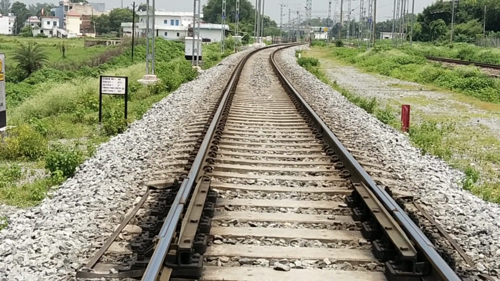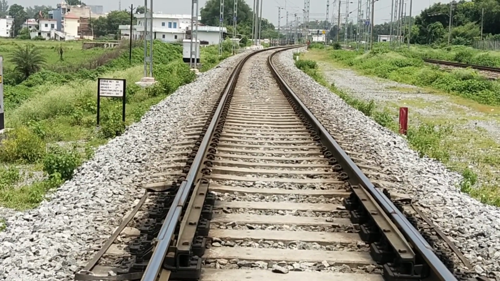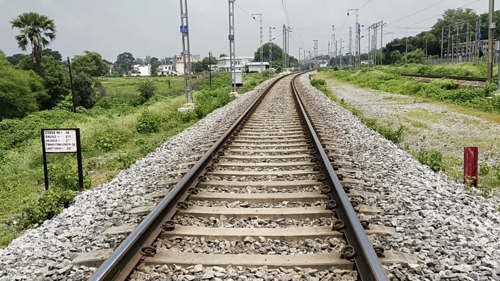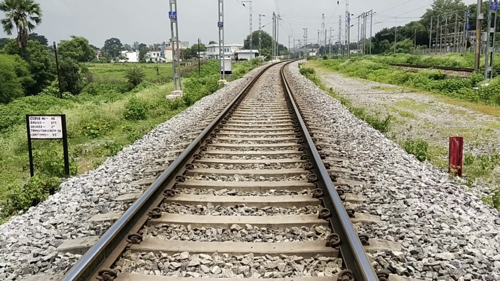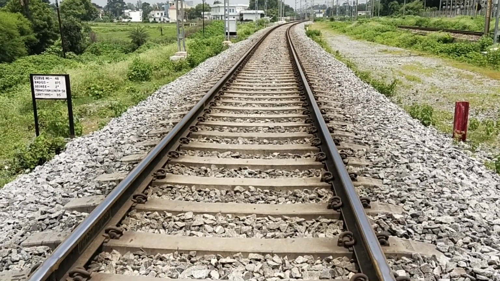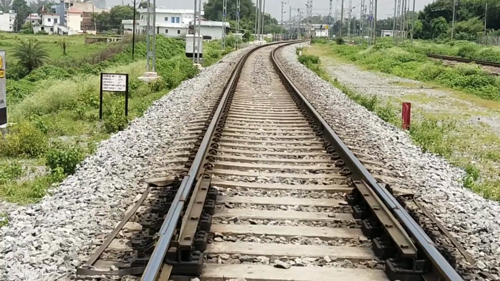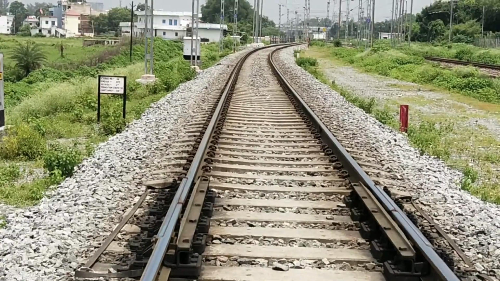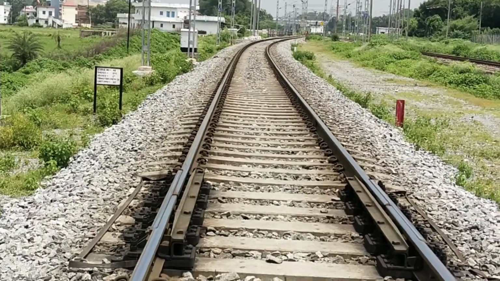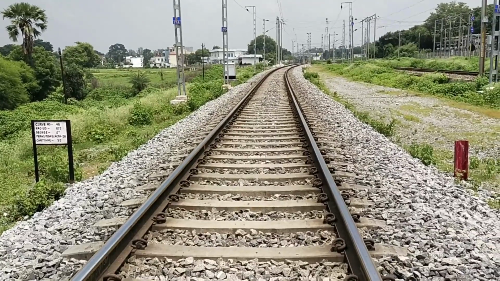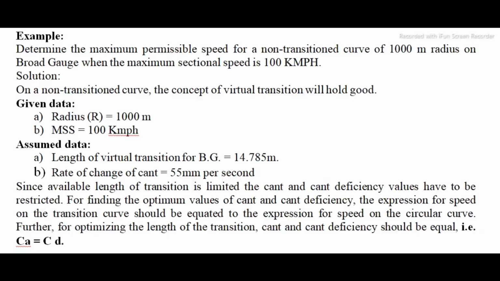Next, rail posts indicating tangent points. As per IRPWM, on the inside of the curve, rail posts should be erected on each approach of the curve to indicate the position of the beginning and end of transition curves. In the case of a non-transitioned curve, similar rail posts should be erected at the beginning and end of the virtual transition. Okay friends, then we will go for one example problem.